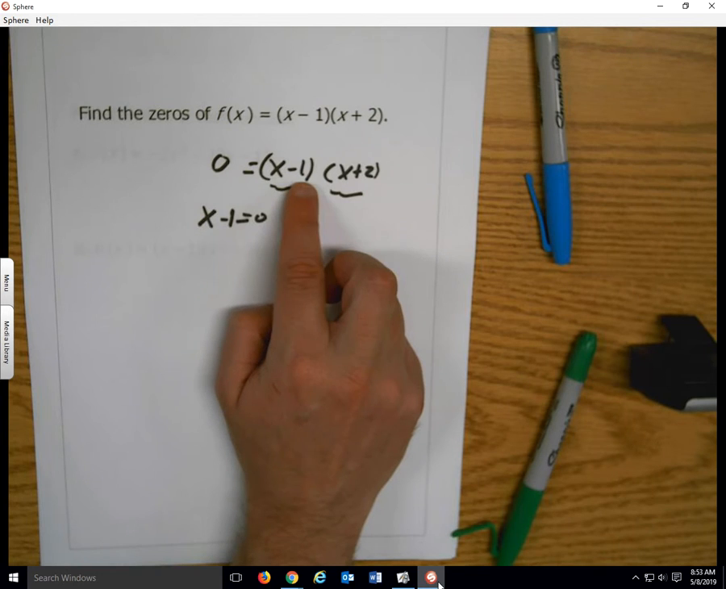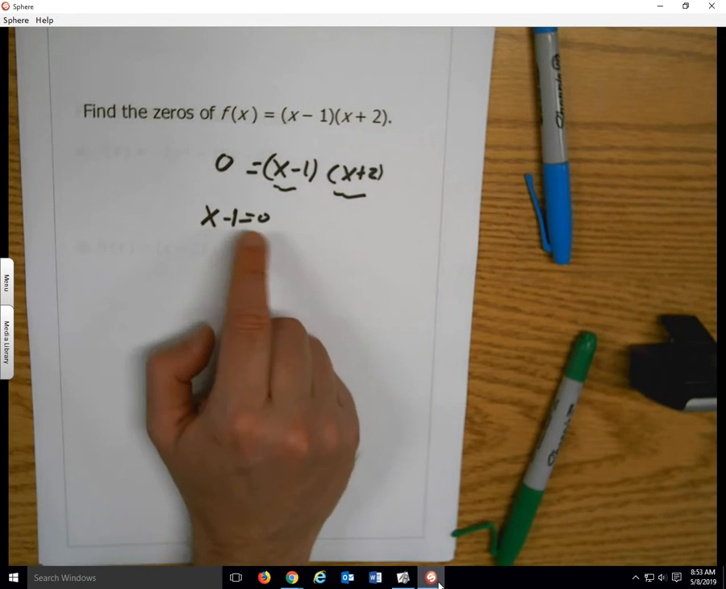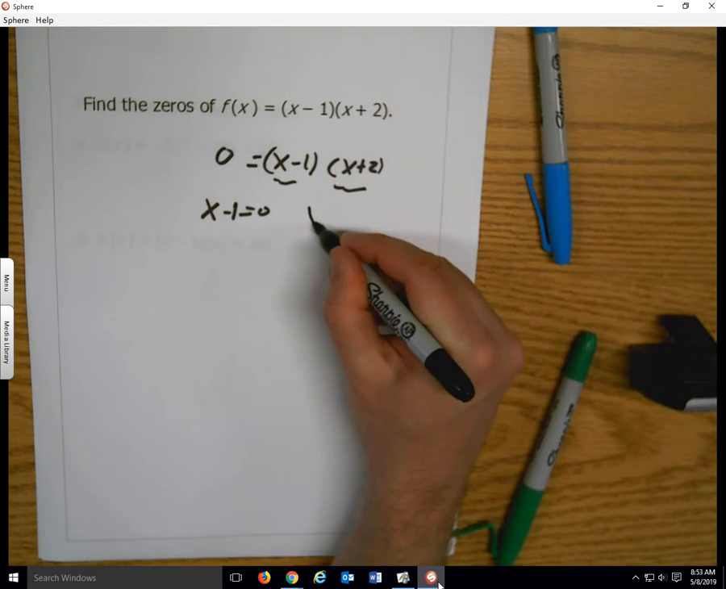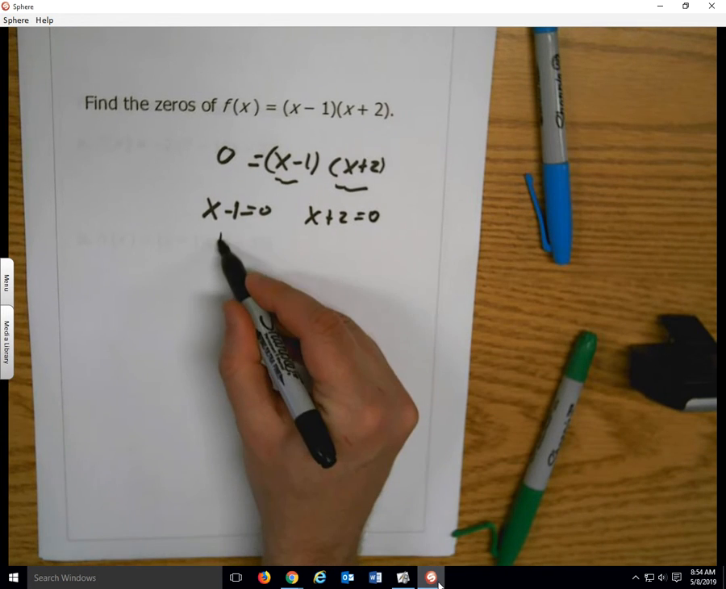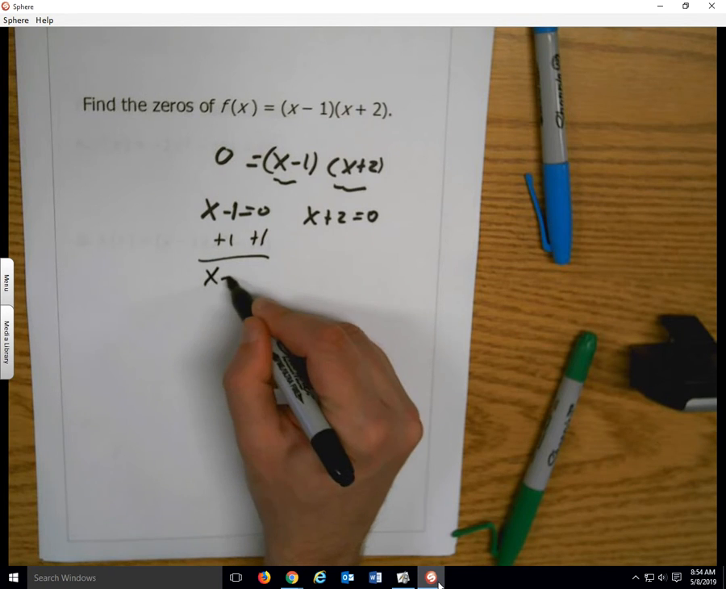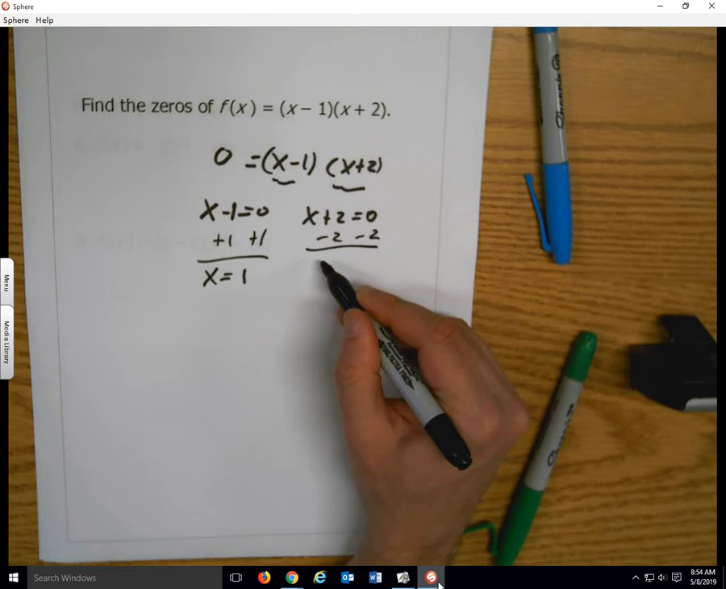And how you would handle that is you'd make each one of these products, each one of these factors, equal to 0. So x minus 1 would equal 0, right? And then x plus 2 would also equal 0. And then you would just solve for x for both of these equations.